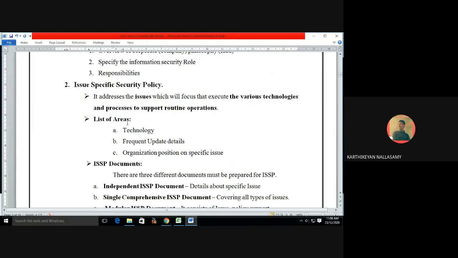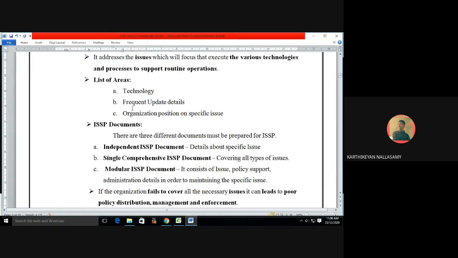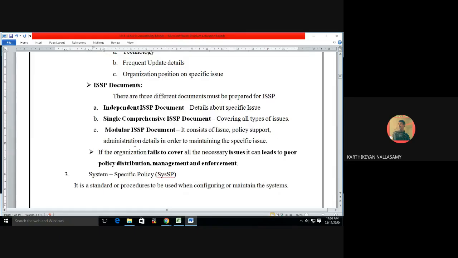These are the areas where the ISSP is applicable, and different kinds of documents need to be prepared and maintained for its implementation. One is the independent ISSP document, a separate document for every issue. The next is the comprehensive ISSP document, containing overall issue details for the entire process. The next is the modular ISSP document, which consists of the issue, the policy to be supported, and the administration details needed to maintain the policy.